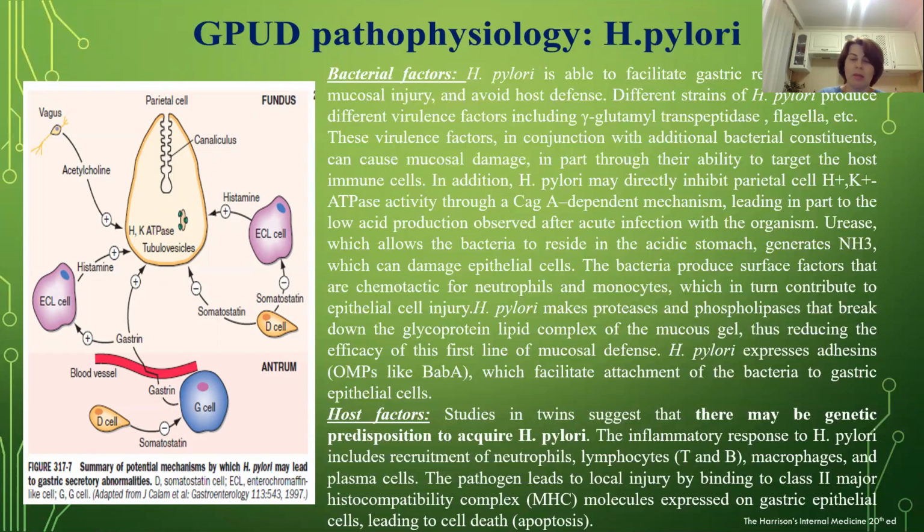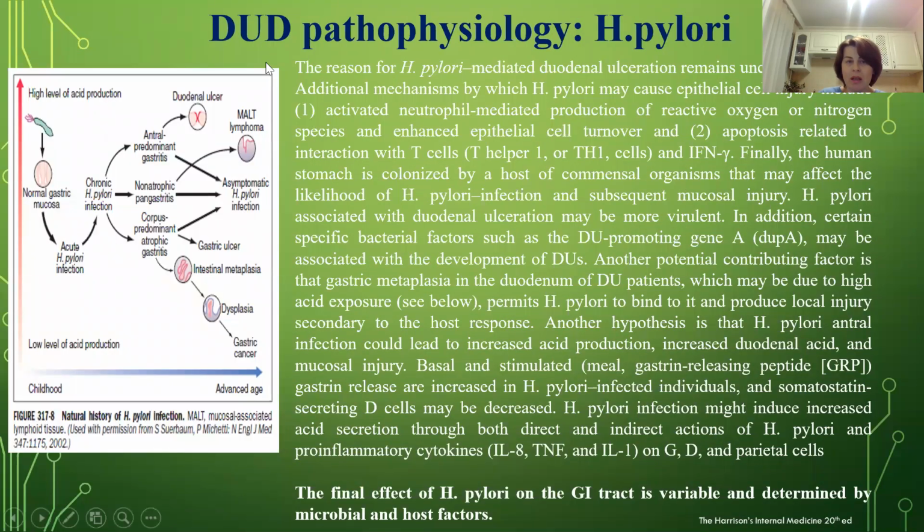The inflammatory response to Helicobacter pylori includes recruitment of neutrophils, lymphocytes, macrophages, and plasma cells. The pathogen leads to local injury by binding class II major histocompatibility complex molecules expressed on the gastric epithelial cells, leading to cell death, called apoptosis. The reason for Helicobacter pylori-mediated duodenal ulceration still remains unclear. Additional mechanisms by which Helicobacter pylori may cause epithelial cell injury include activated neutrophil-mediated production of reactive oxygen or nitrogen species, and enhanced epithelial cell turnover and apoptosis related to interaction with T cells and tumor necrosis factor.